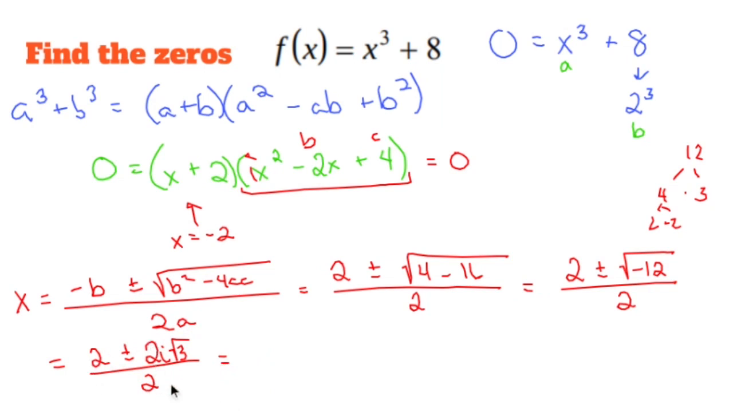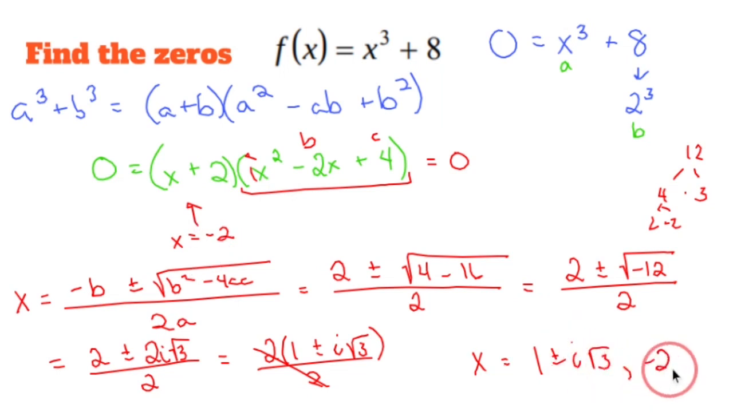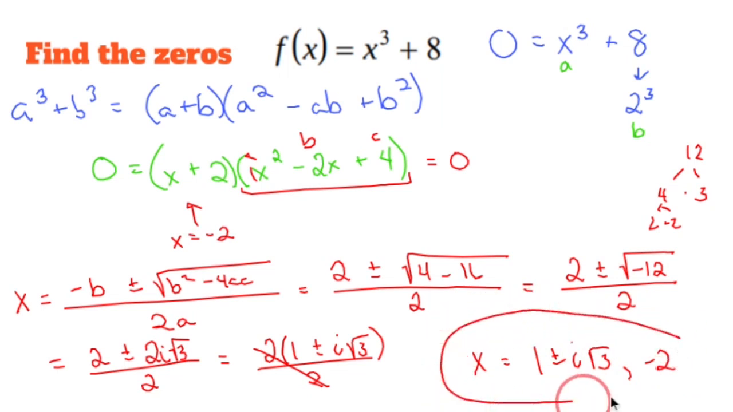Now I have a 2 and a 2 and a 2, so let's deal with that. 2, let's pull it out, leaves me with 1 plus or minus i root 3, close it, all over 2. The 2's cancel, and my other possible answers are going to be x equals 1 plus or minus i root 3, which goes along with negative 2. Those are my 3 answers.